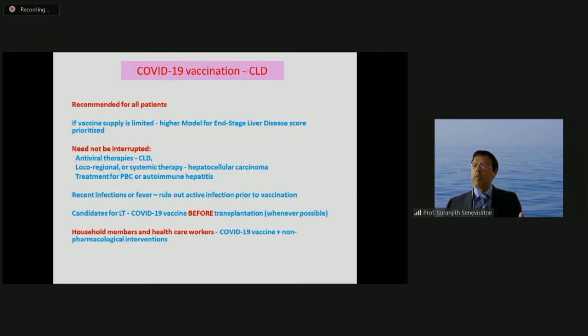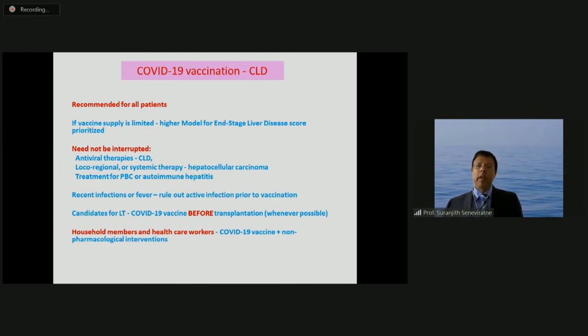Now, when it comes to chronic liver disease patients, general vaccines I spoke to you about, including the COVID vaccines, are again recommended for all patients. You don't have to interrupt antiviral treatment, local regional treatment for hepatocellular carcinoma, or treatment for PBC or autoimmune hepatitis. Just go ahead and give the vaccine. If there is a shortage of vaccine, go for the high MELD scores. And the important thing is, if they have a possibility of infection, look at that and exclude that they have COVID. If they have COVID, just wait 1 month and give the vaccine.